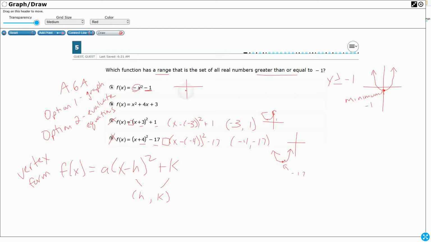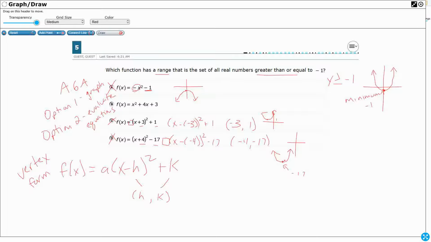Now, I see that negative 1, and I'm excited about that negative 1, but since it's negative, it's actually going to be opening down, right? So it's got that negative coefficient. It's going to be opening down. I want it to be opening up. So it's got all real numbers greater than or equal to 1. So there's only one left. It's B. Now, how do we get that into our vertex form?